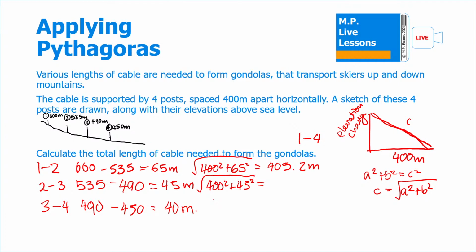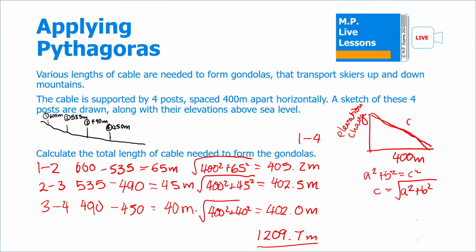This you need 402.5 meters. And the last one, 402.0 meters. So if we add them all up, we get 1,209.7 meters of cable. That's to one decimal place.